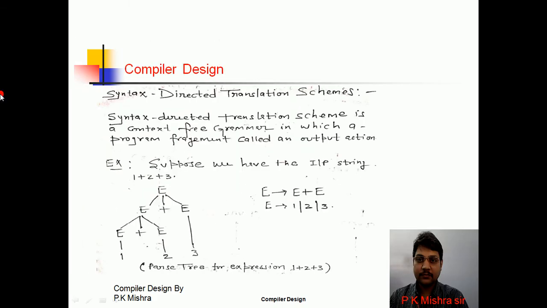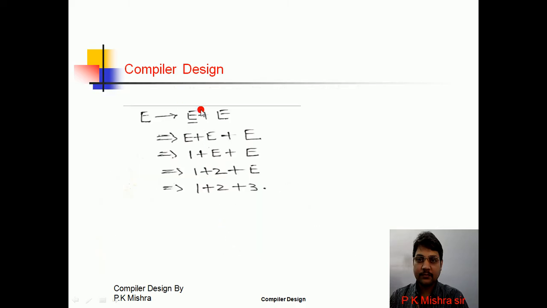the question is: this input is given and this grammar is given. They are saying construct a parse tree. We can definitely construct a parse tree if this string is a sentence of this grammar. So first check that this string is a sentence of this grammar. How do we check that? Just make a rightmost derivation or leftmost derivation. This is the leftmost derivation.